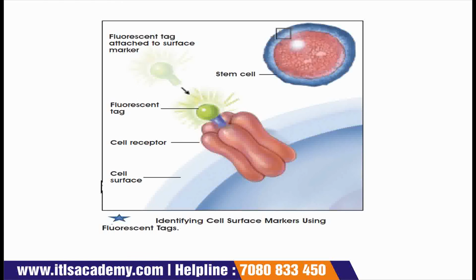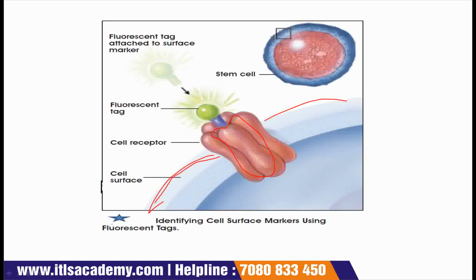Here you can see this is a very beautiful diagram given for the identification of surface markers. You can see here this is a fluorescent tag attached to a surface marker. This is a particular kind of cell. This is a receptor that is present on the cell. This is the cell, and this is the surface of the cell, this is the whole cell, and this is a receptor that is present on this cell.